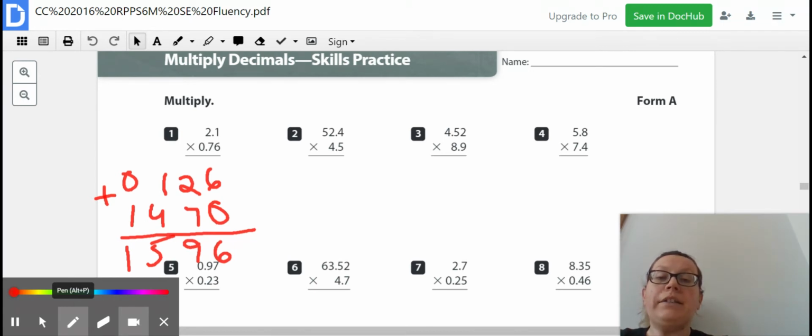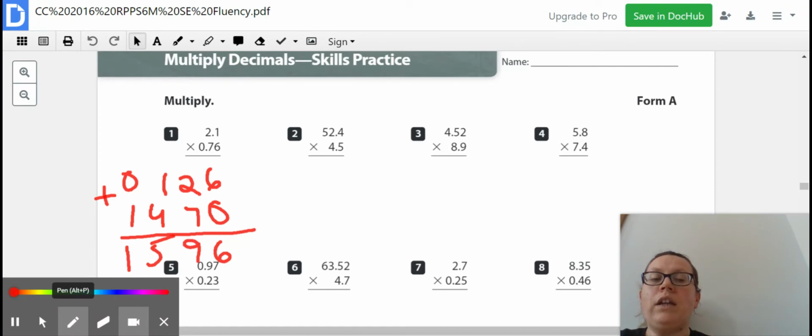So remember, I said that for the top number, the decimal was moved over one time, and for the bottom number, it was moved over two times. And if I add 2 plus 1, that is 3. So in my answer, I am going to start behind the 6, because that's where my invisible decimal point is.